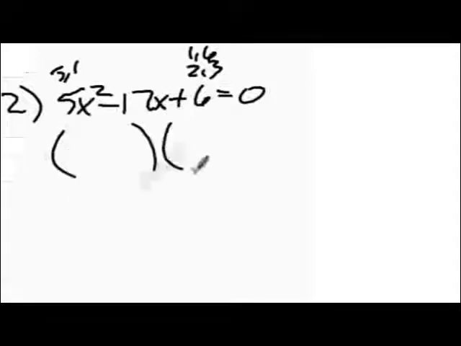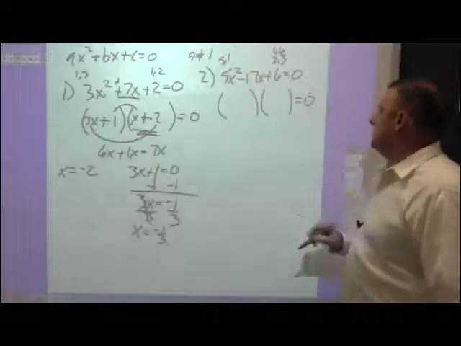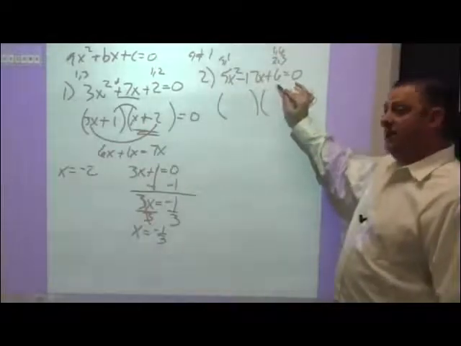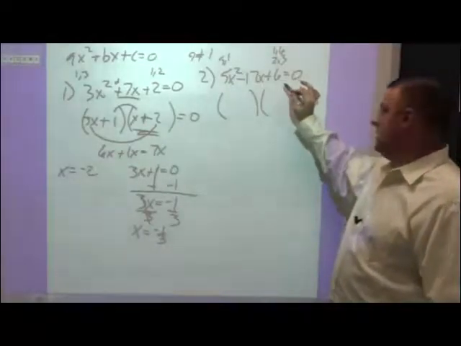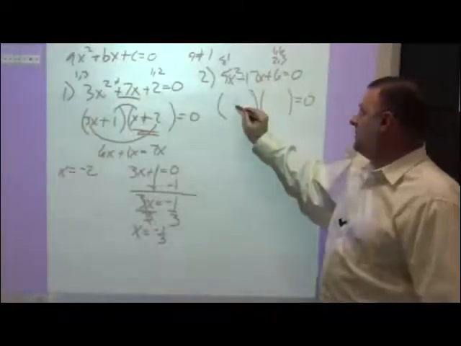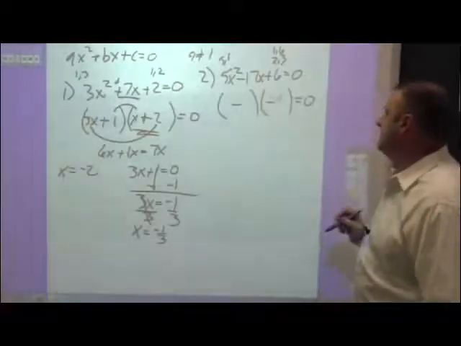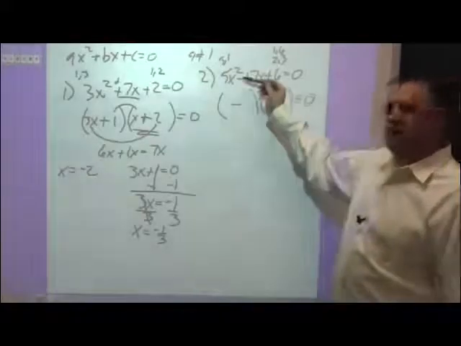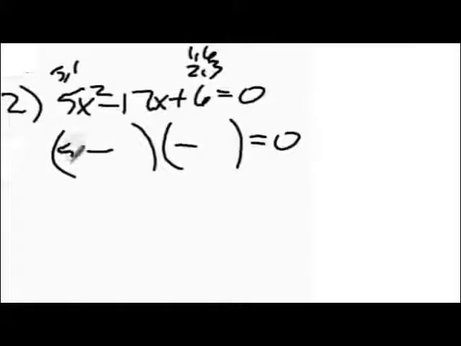Now, last term's positive again. That means the signs are the same as the middle. So they're both going to be minus. Now, since the only factors of 5 are 5 and 1, we can go ahead and put 5x and 1x in here.